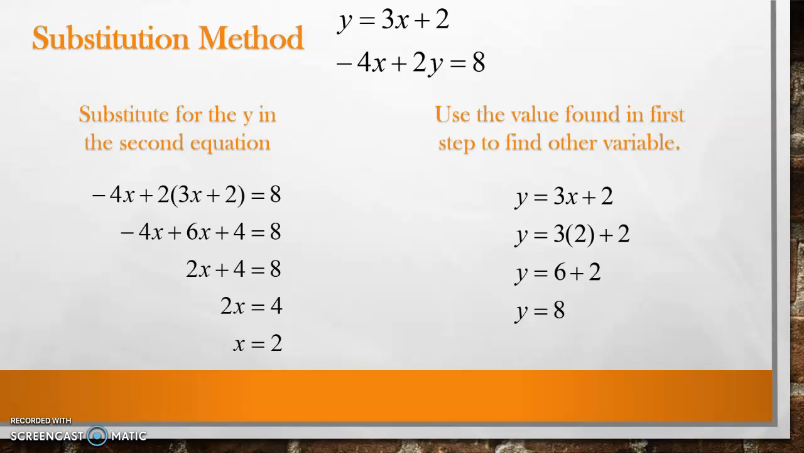We substituted the 2 into the equation where the x is. 3 times 2 is 6. 6 plus 2 gives us 8. We always have to make sure that we write the solution to the system of equations as an ordered pair. Remember, an ordered pair is x then y.